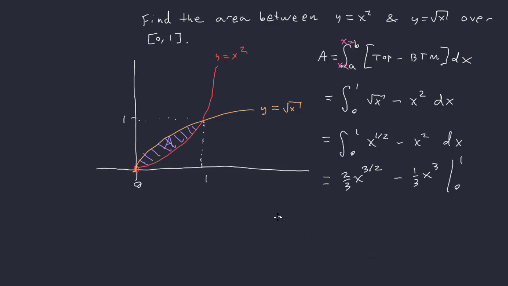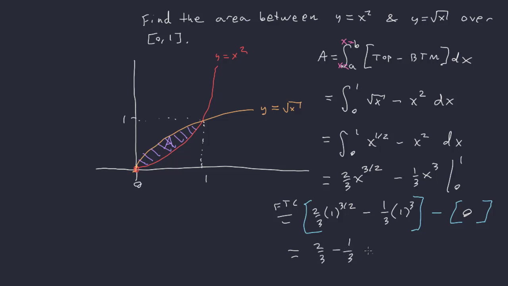And we'll evaluate this from 0 to 1 using the fundamental theorem of calculus. Well, it will be 2/3 times 1 to the 3/2 minus 1/3 times 1 to the 3rd. Okay, so there's our first piece where we plug in the 1. Then it will be minus 0 when we plug in the 0. Okay, and then this simplifies to just be 2/3 minus 1/3, which is 1/3. So there we go. We have the area of this region here.